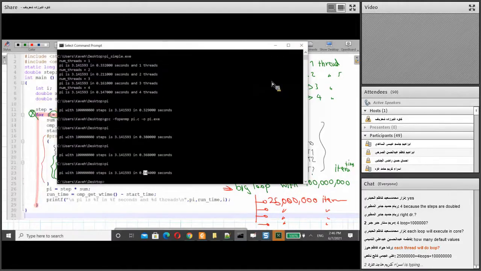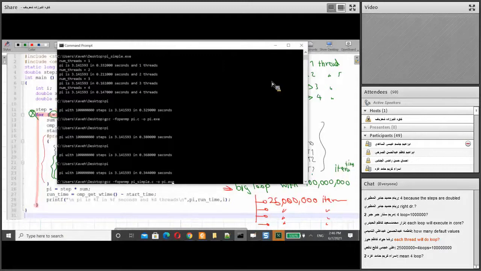Now I saved this program on my desktop with the name pi underline simple.